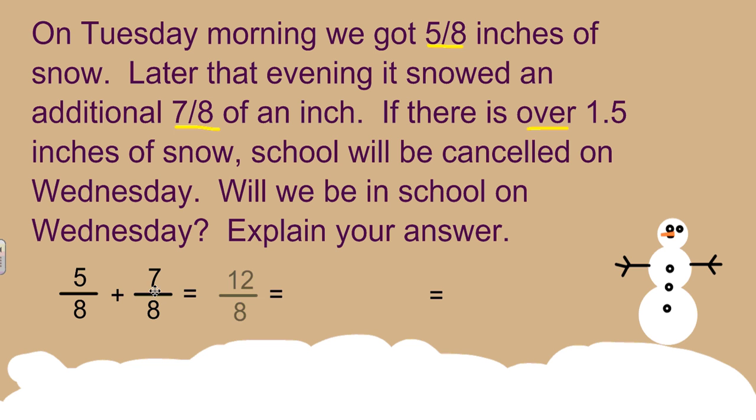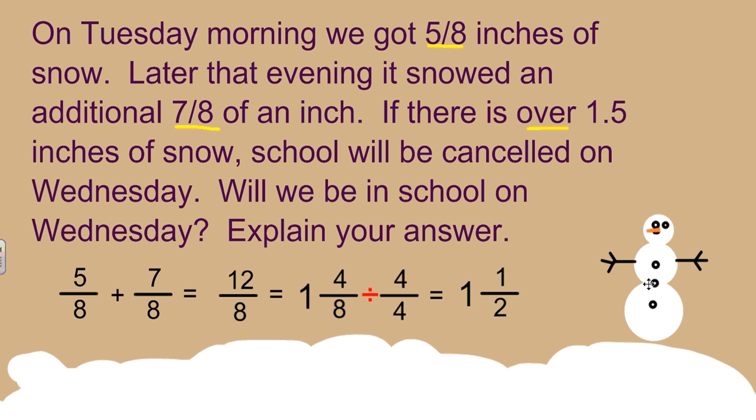5/8 plus 7/8, when we add the numerators and the denominator stays the same, we get 12/8. Now we need to convert into a mixed number and simplify. When we convert it, we get 1 and 4/8. When we simplify, we get 1 and 1/2. So, is this more than or greater than 1.5 inches? No, it's actually equal to 1.5. And since it says school will be canceled if there is over 1 and 5/10 inches, then we have to understand that we will be in school on Wednesday, but maybe we can build a snowman afterwards.